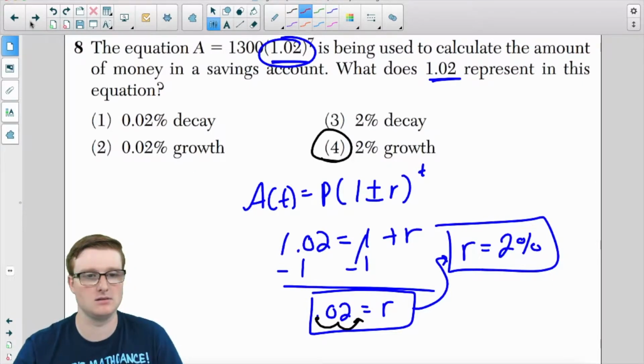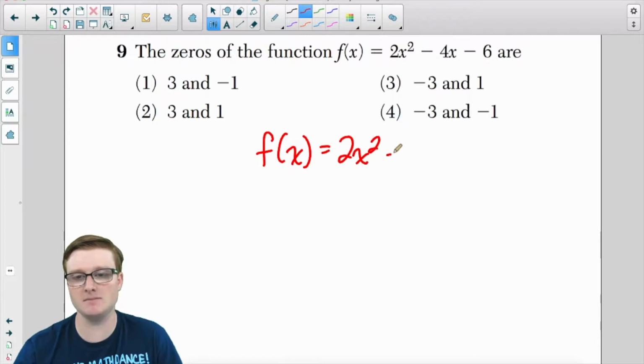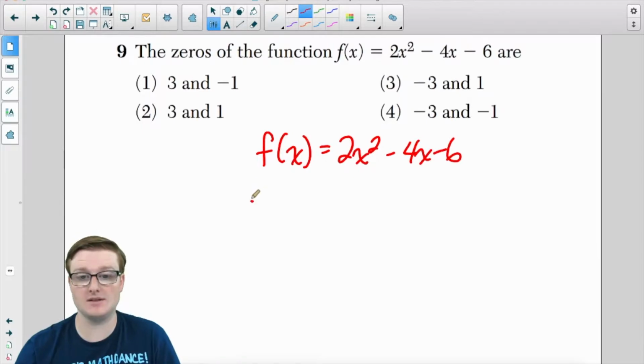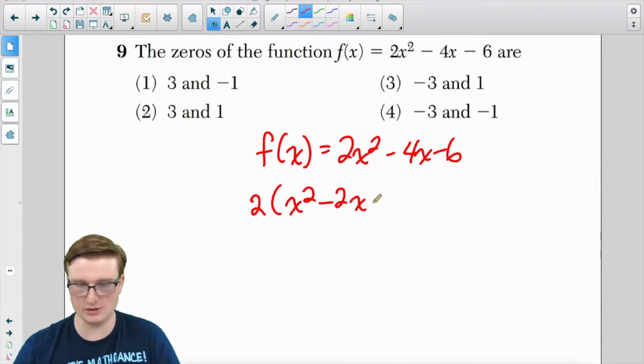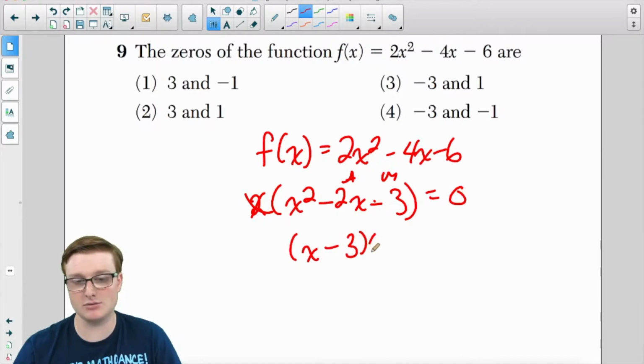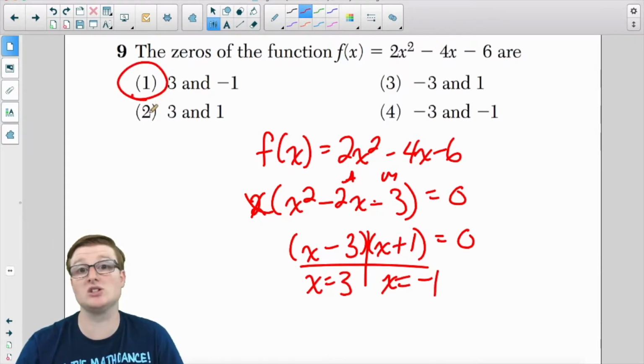All right, number 9. The zeros of the function f of x equals 2x squared minus 4x minus 6 are what? So all you do is take this equation and set it equal to 0. Before we do that, we have to factor out a 2. You're left with x squared minus 2x minus 3 equals 0. That 2 just drops out. Now you figure out what adds to negative 2 and multiplies to give you negative 3. That is x minus 3 times x plus 1 equals 0. T-bar it, and you get x equals positive 3 and x equals negative 1. Your answer is choice 1.